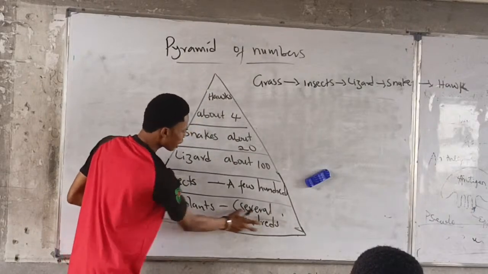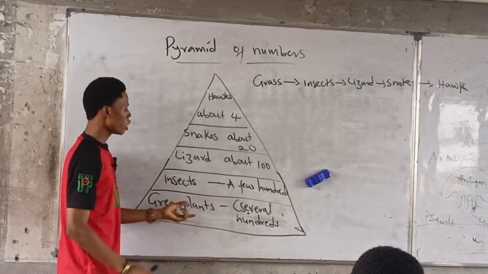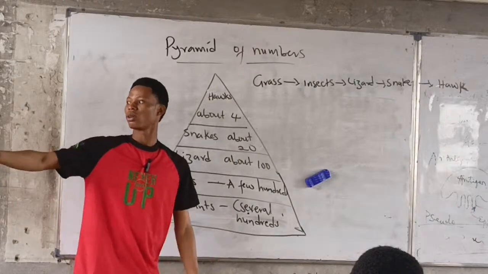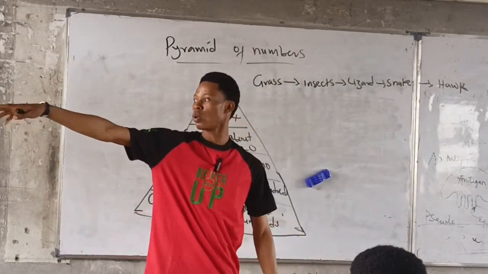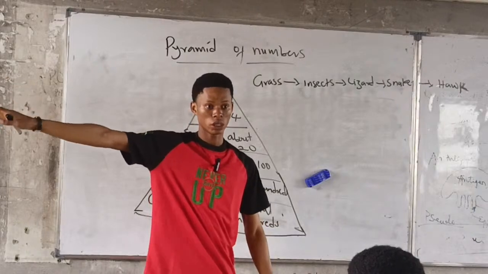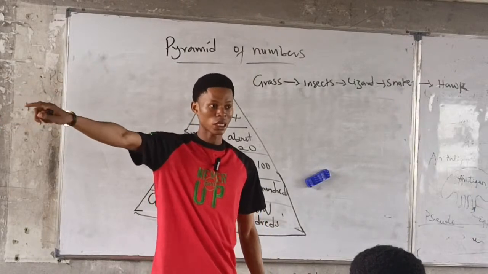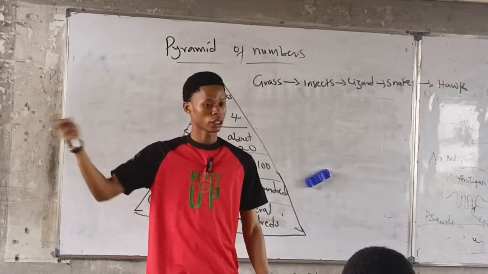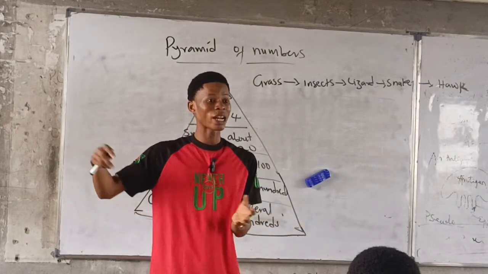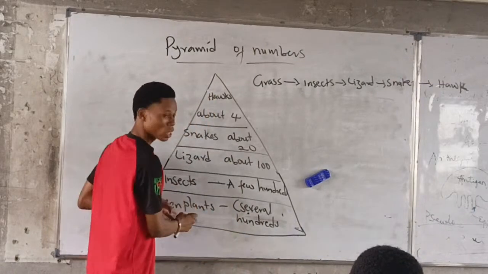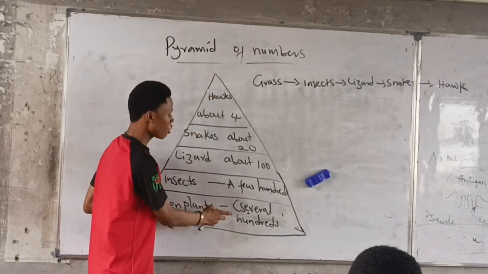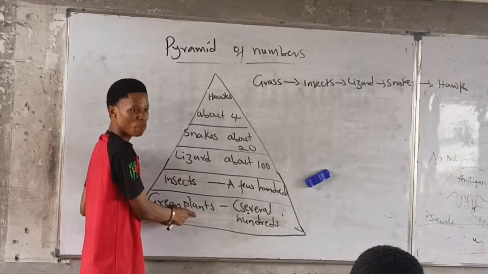Now, the one at the base is a green plant because we have several hundreds of them. If you step out, you see a field there. Scan the number of grasses there, then come back. You see that you count hundreds, right? You'll be there till tomorrow because the green plants are numerous, several hundreds. So they occupy the base of the pyramid.